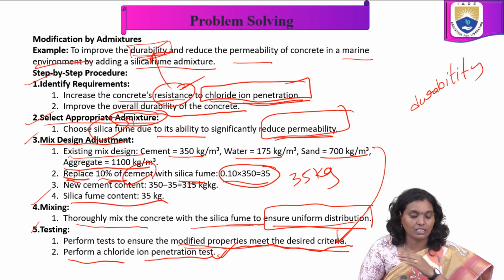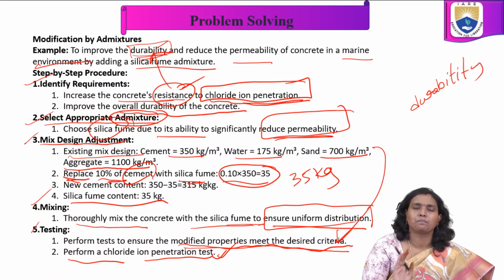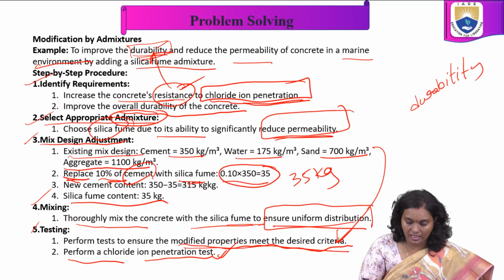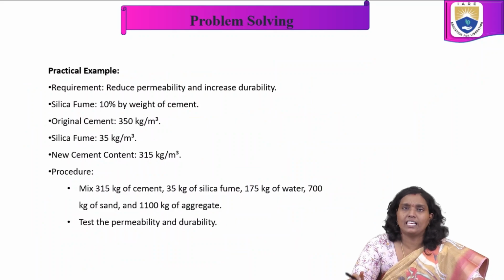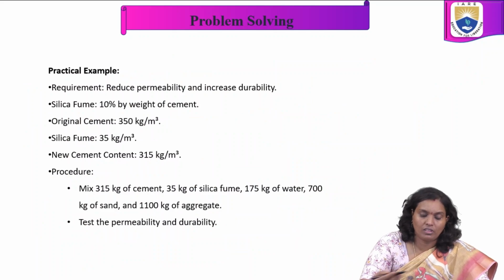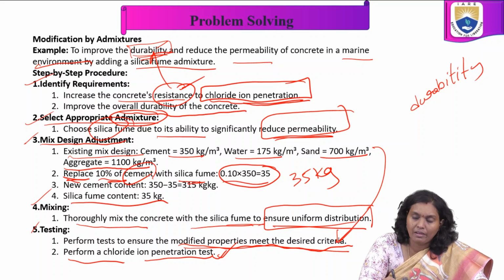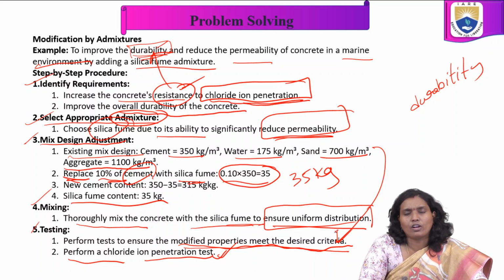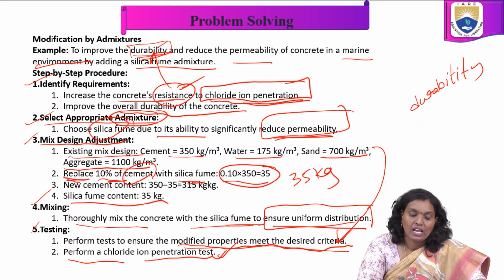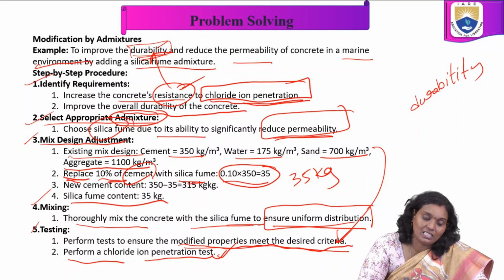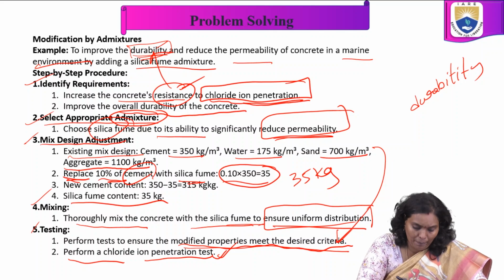These are the parameters which we are going to consider in this example. So this reduces permeability. These are the steps which are going to be involved. We are going to understand, once they meet these criteria, we are going to follow the procedures. Otherwise, again, adjustment is going to happen.